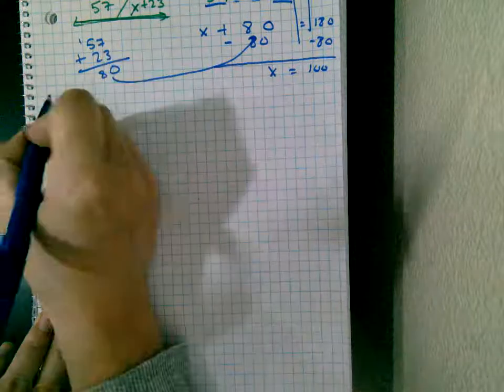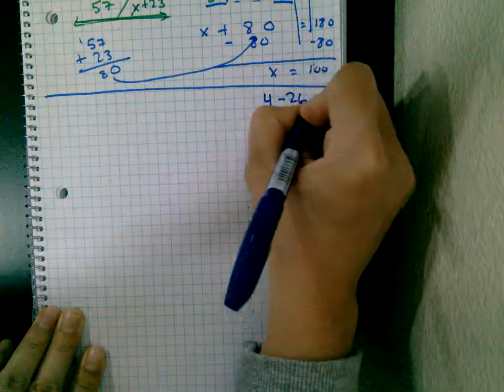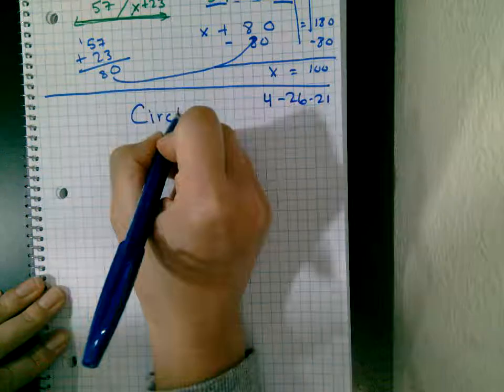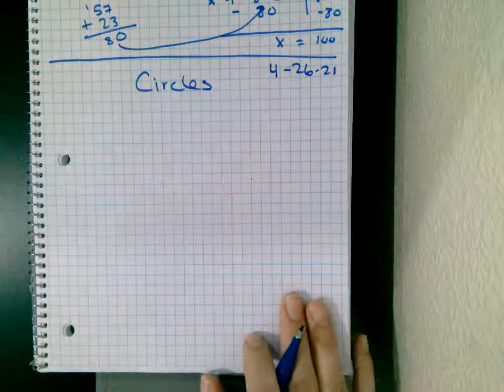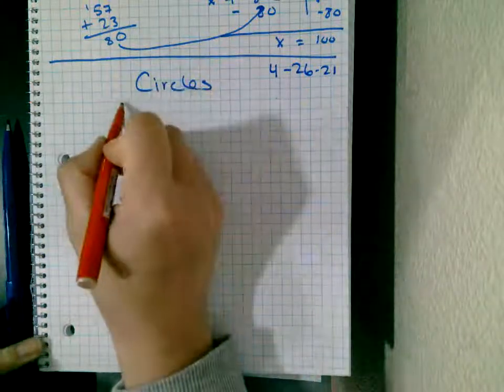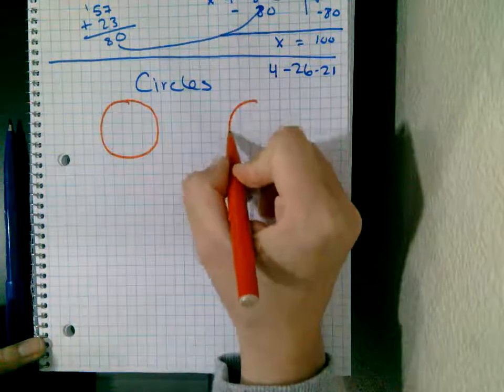Okay, so today's date is 4/26/21, and we're going to learn all about circles this week, or at least for 2 days. Circles, circles, circles. Okay, the first thing we have to learn about is there are two parts, I guess, of a circle.